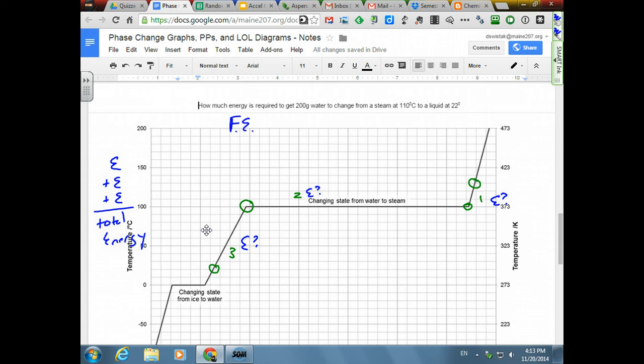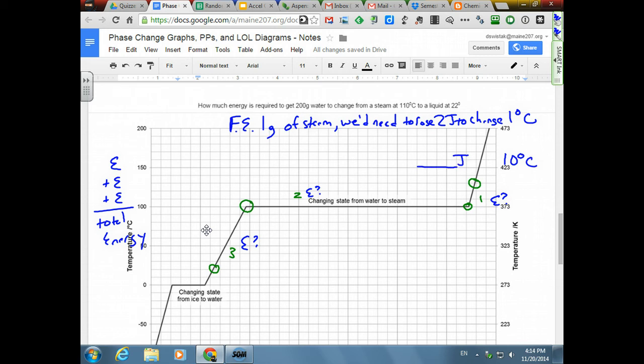And I told you in class that for every 1 gram of steam, we'd need to lose 2 joules to change 1 degree Celsius. Now, a lot of you are going to make this mistake, and that is you're going to start right over here at 110, and you're going to subtract that from 22. And the problem is that you can't get from here to here. So we got to first get to here. So the only thing that we're looking to change is about 10 degrees Celsius. Not just about, but exactly 10 degrees Celsius.